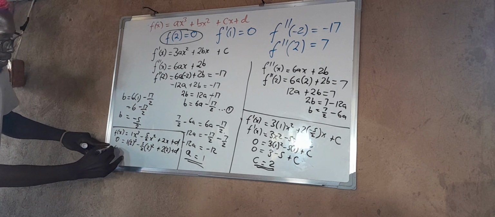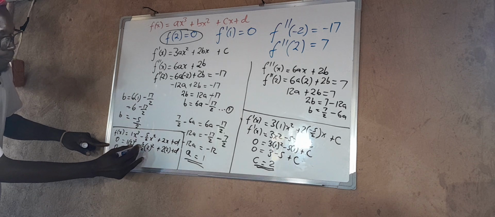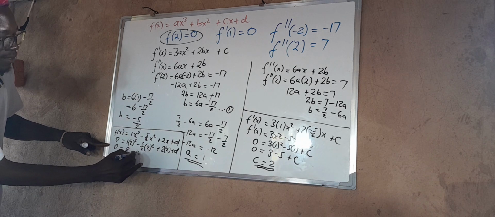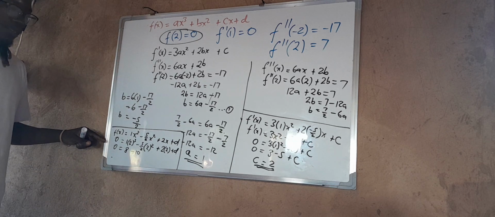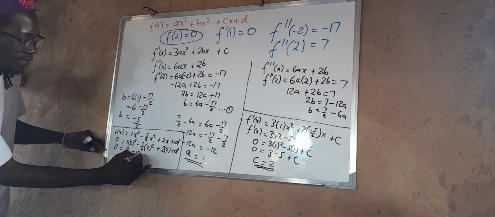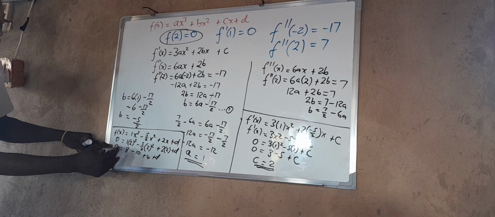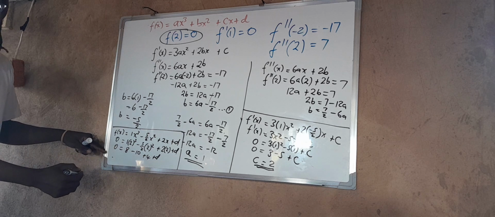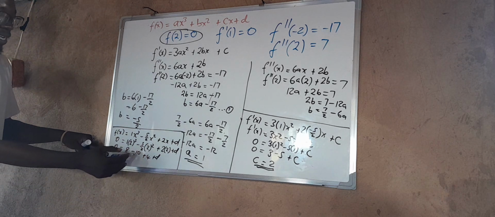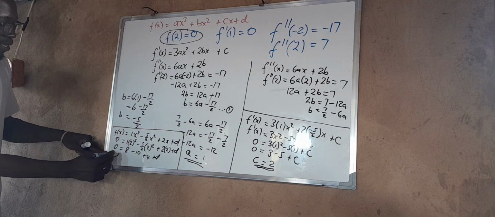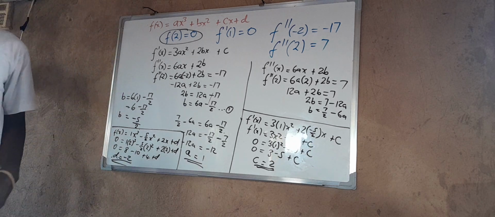So what is left? This becomes 8, then negative 10, and then plus 4, plus d, right? So 8 minus 10 becomes negative 2, plus 4 is plus 2. So this becomes plus 2 on this side, and when it goes to the other side, it will be minus. So d goes to minus 2. So we have found all our values.